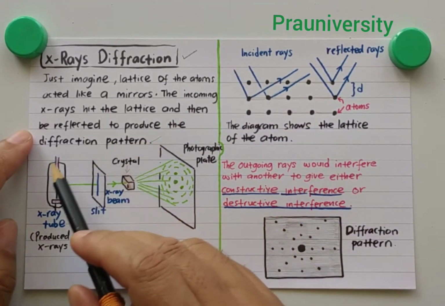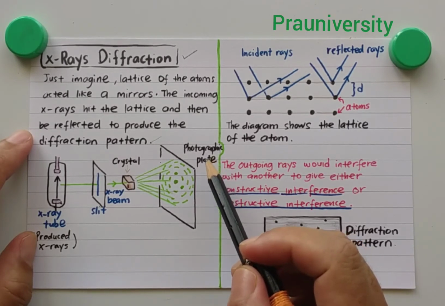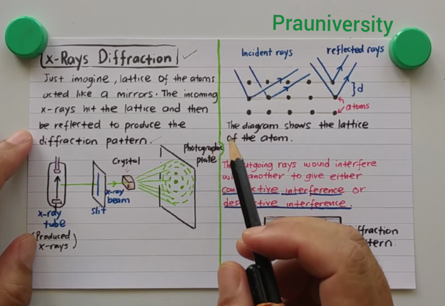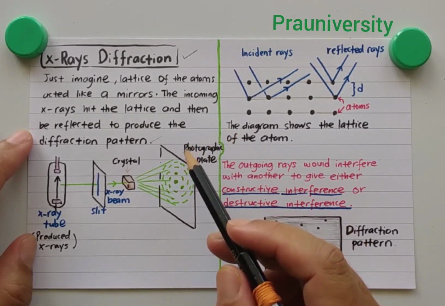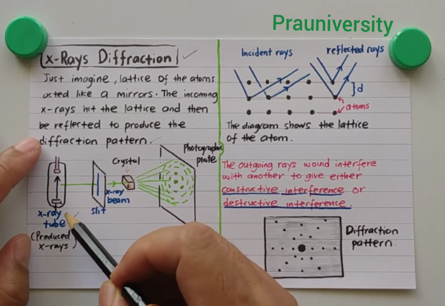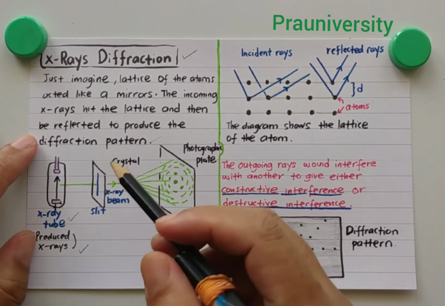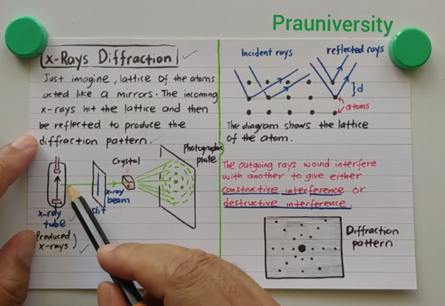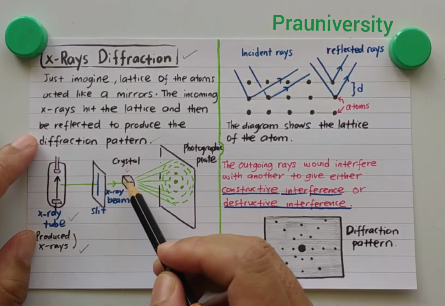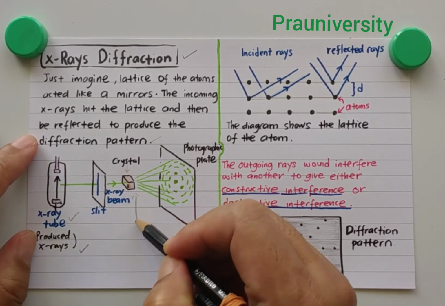This one is the diagram to show a simple experiment on how to produce X-ray diffraction. Here is the X-ray tube. The X-ray tube is the apparatus that produces the X-rays. Then the X-rays go through the single slit here, and after that they hit the crystal. The crystal means inside here are the atoms.